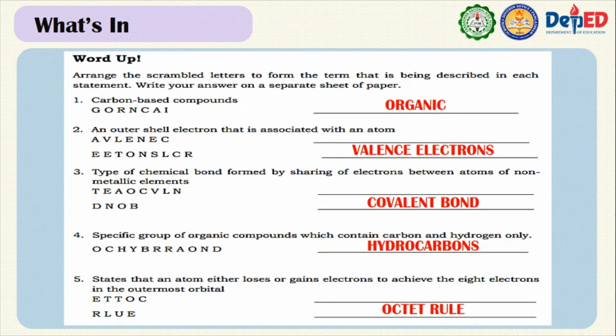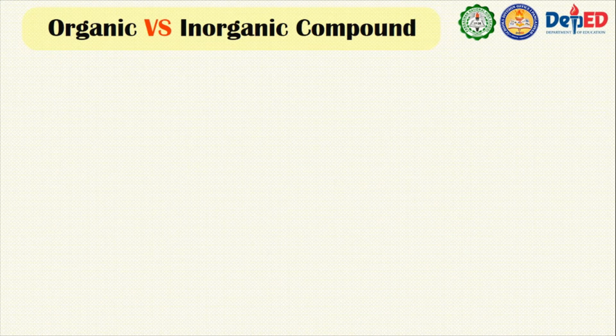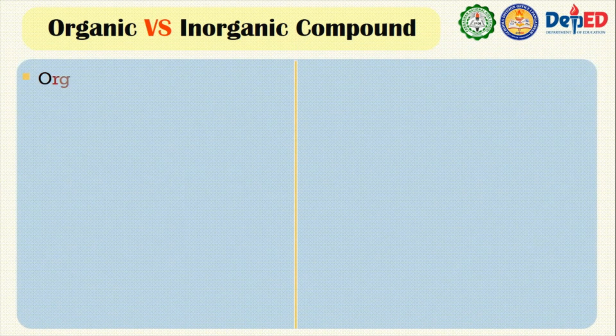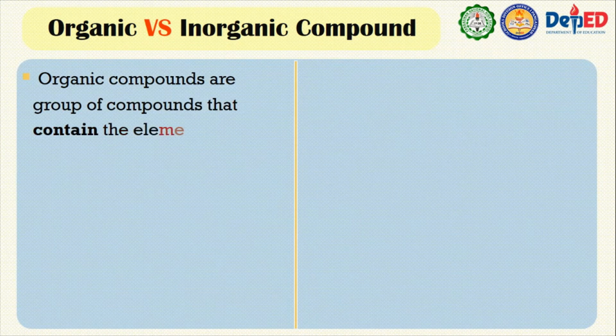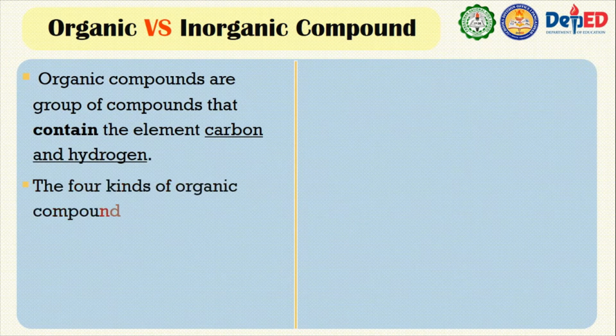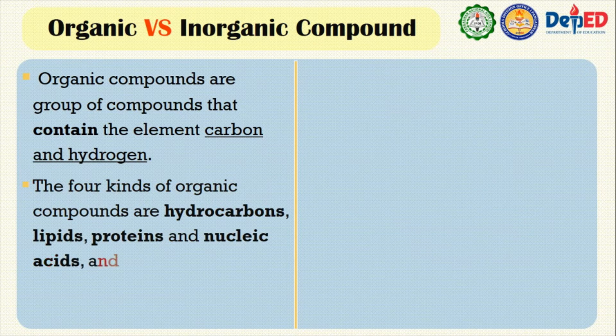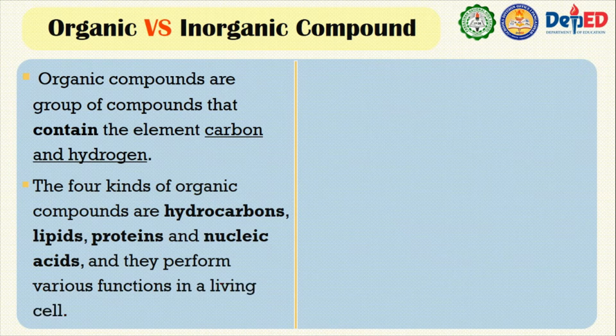Here are the answers. What's the difference between organic and inorganic compounds? Organic compounds are a group of compounds that contain the elements carbon and hydrogen. The 4 kinds of organic compounds are hydrocarbons, lipids, proteins, and nucleic acids, and they perform various functions in a living cell.